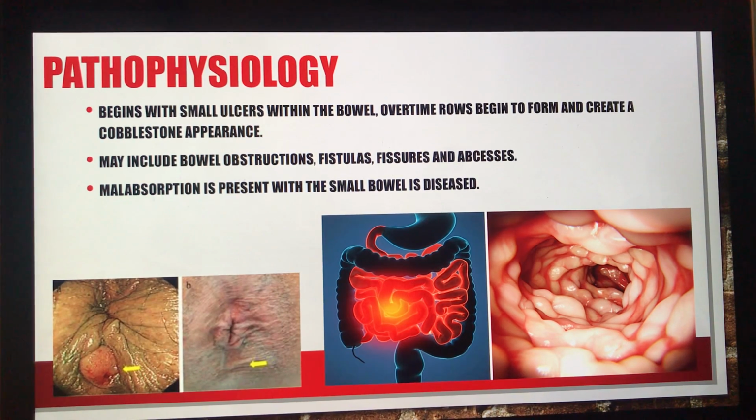When the GI tract, especially the small intestine, is ulcerated or inflamed, absorption of nutrients is impaired, which will cause malnutrition and issues for the patient.